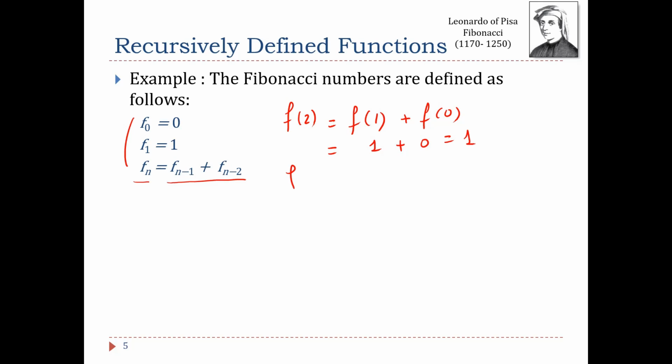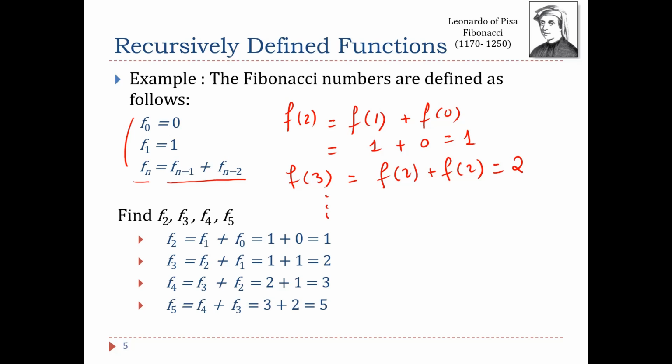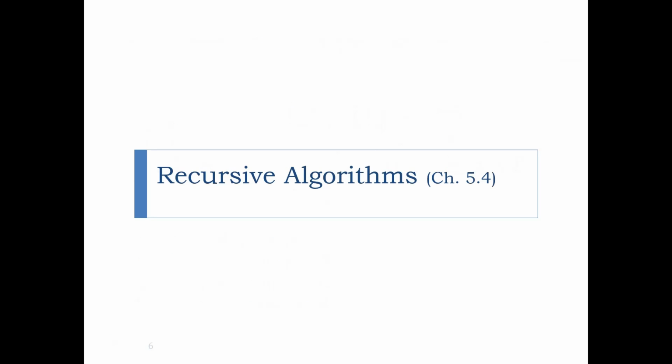F of 3, I think you guessed it already, is equal to f of 2 plus f of 1, which is finally 1 plus 1, equal to 2. And so on. So f of 4 would be equal to 3, then f of 5 is equal to 5, etc. So we can easily calculate these values one after the other. And we will see also an example of a recursive algorithm that reflects this definition. So let's start with those recursive algorithms.